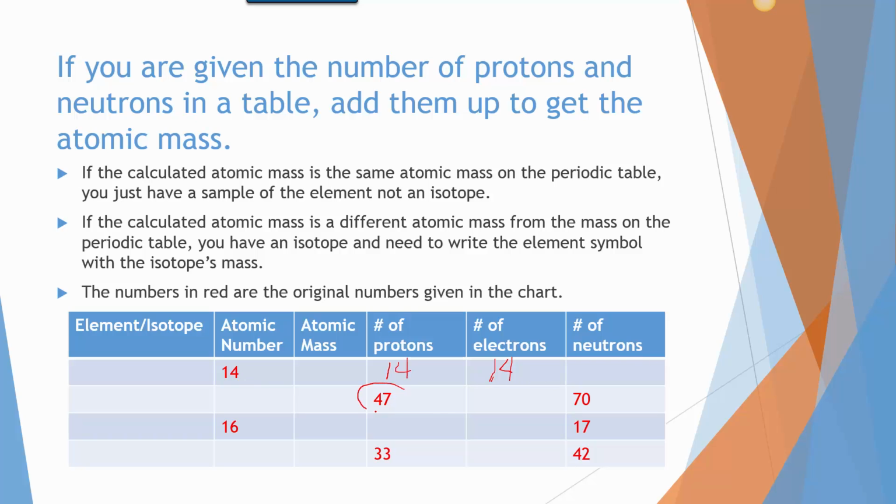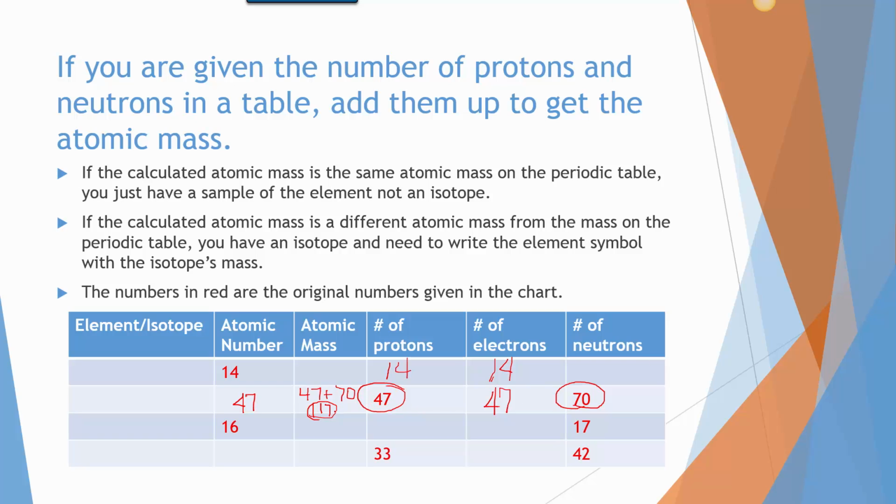If you're given the number of protons and the number of neutrons, that's trying to lead you to thinking that you may have an isotope, just an individual atom and not a sample. So you would want to get the atomic mass by taking 47 plus 70. So that would be your atomic mass. The number of protons would give you the atomic number. You'd use the periodic table to look up the element. And this would be 47.